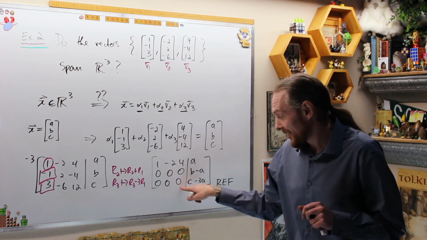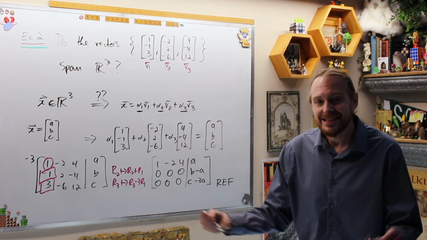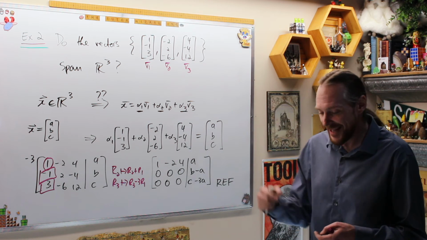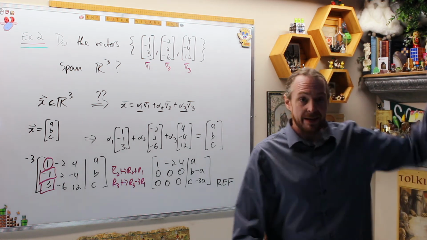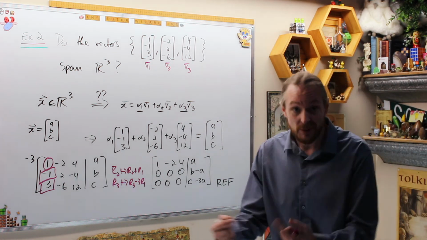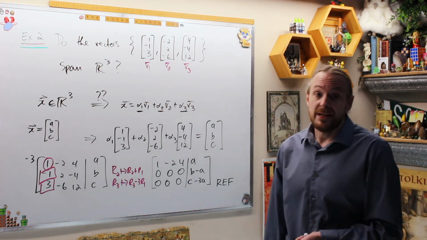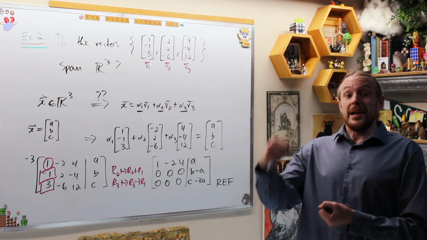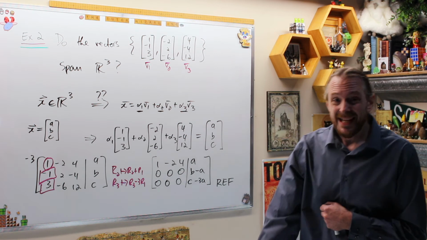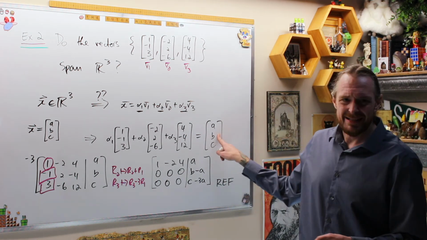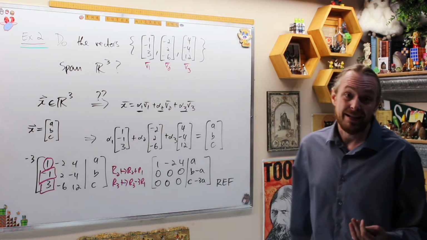Because it doesn't have the 3 leading ones. So for this to be consistent, I only have 2 options left. It can't be a unique solution, so I'm going to throw that one away in this scenario. So now I only have 2 choices. Either it has infinitely many solutions and is consistent, or it has no solutions and it's inconsistent. If it's inconsistent, that means I can't write some of the vectors as that, so I don't want inconsistency.